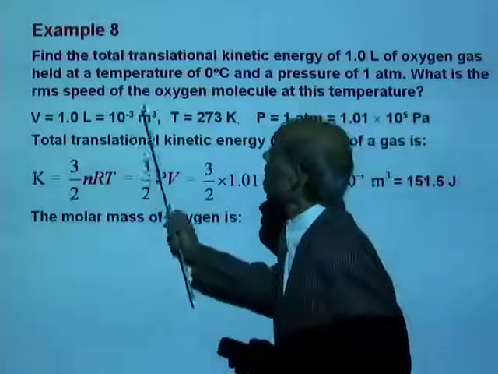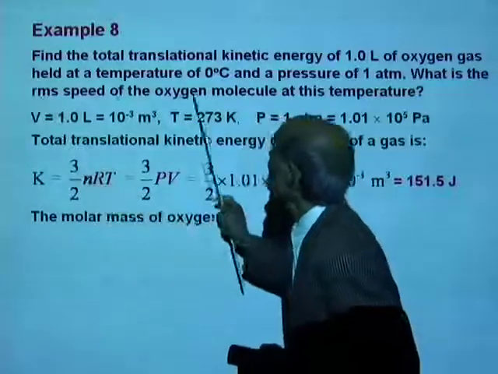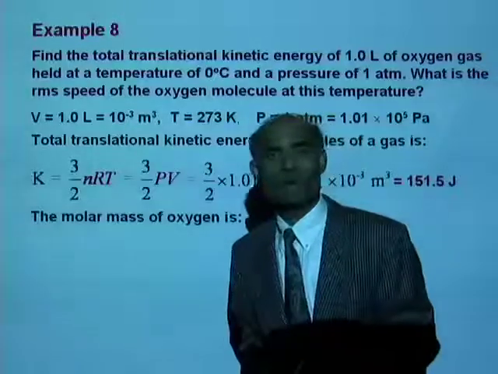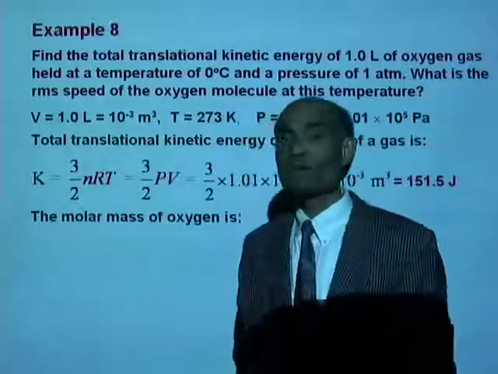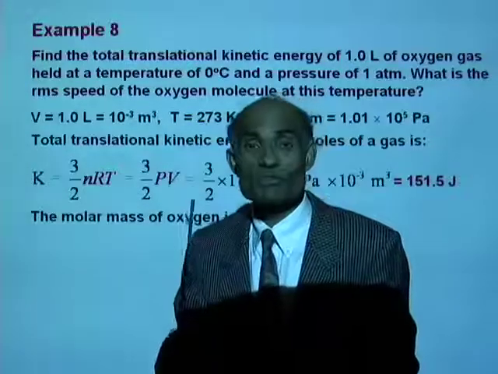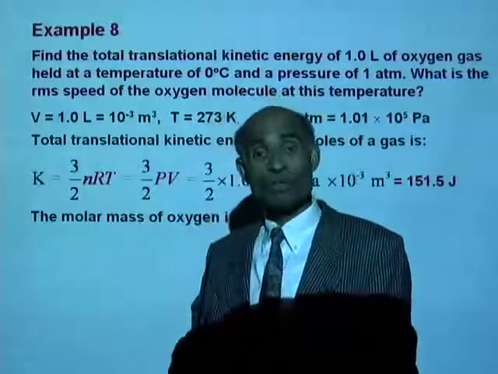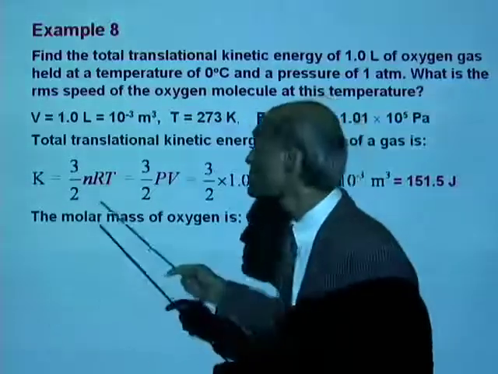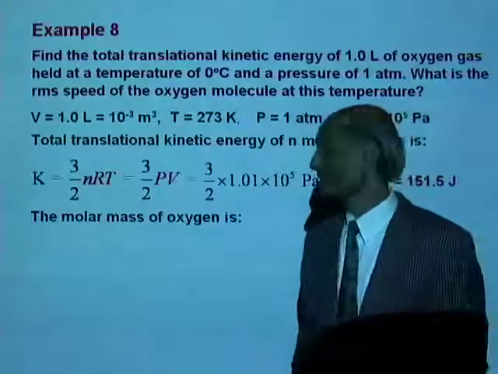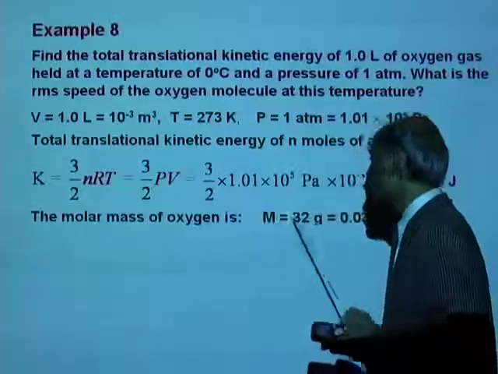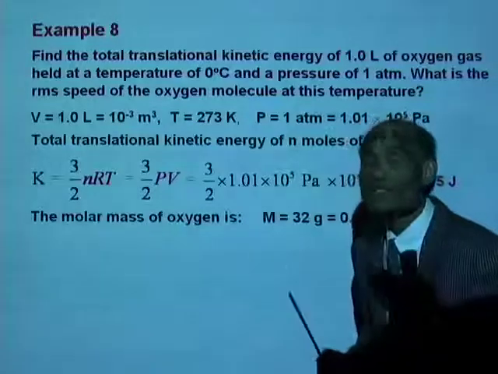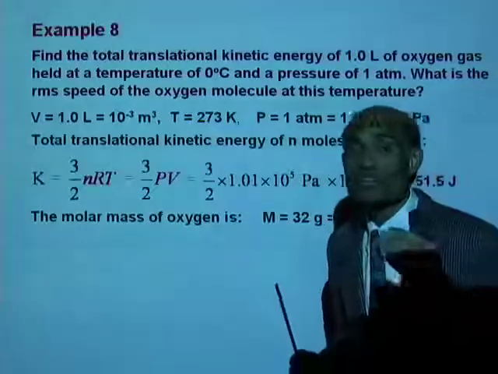Alright, we now need to find the RMS speed of oxygen molecule. Now what's the equation for RMS speed of a molecule? V RMS is square root of 3RT over the molar mass. That means you need the molar mass. What is the molar mass of oxygen? The molar mass of oxygen is 32 grams. The molecular weight of oxygen is 32.